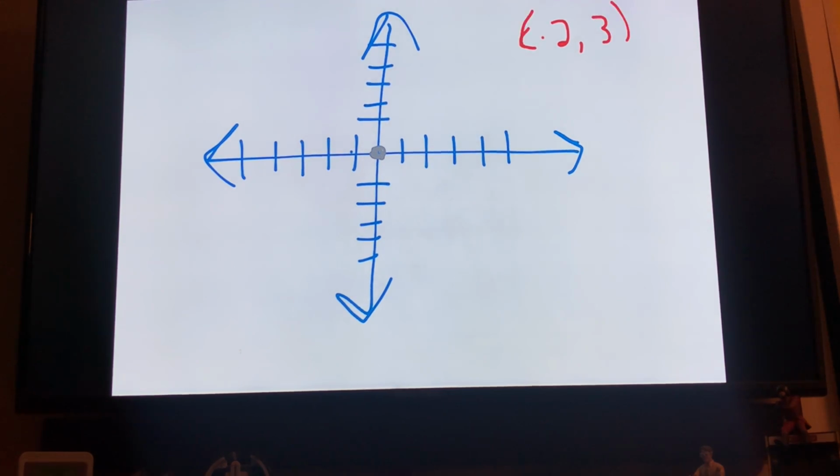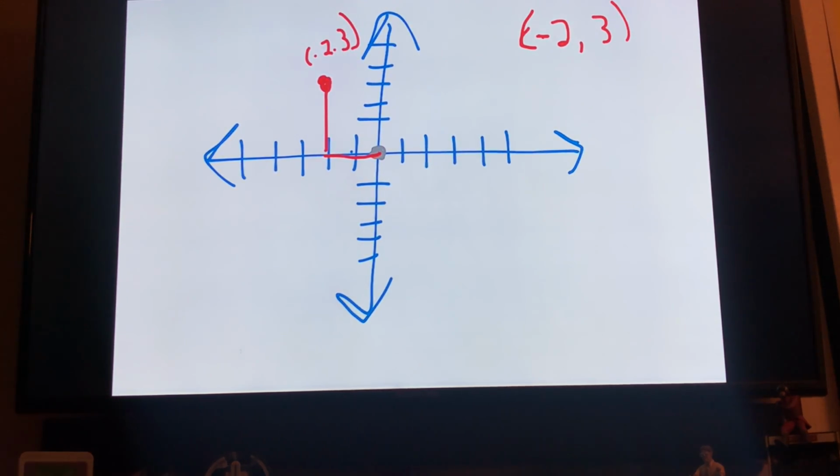So negative 2, 3. That means I need to go where? I need to go to the left, because it's negative, on my x. 1, 2. I need to go up 3 units on the y. So my first point is right here. This is negative 2, 3.